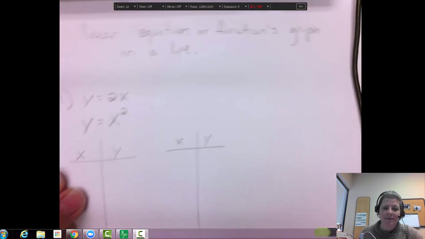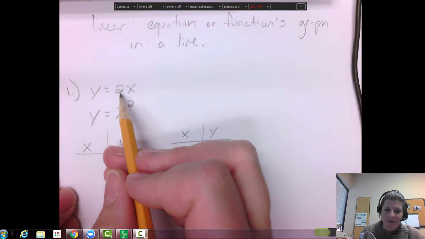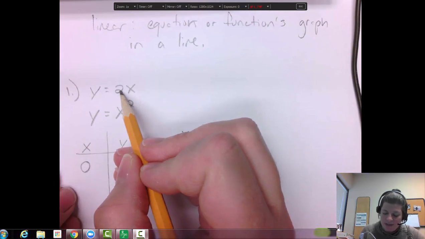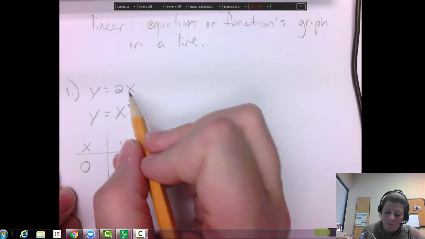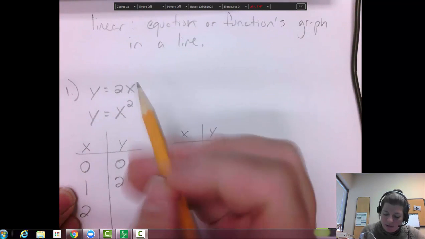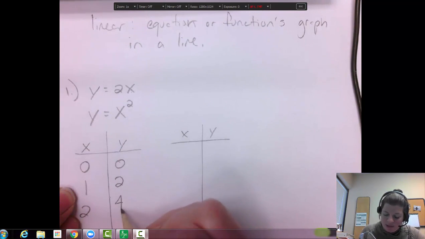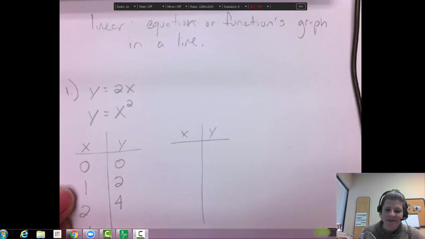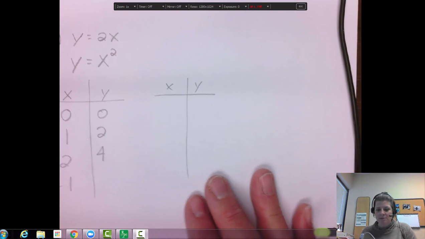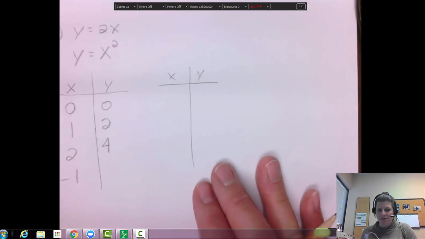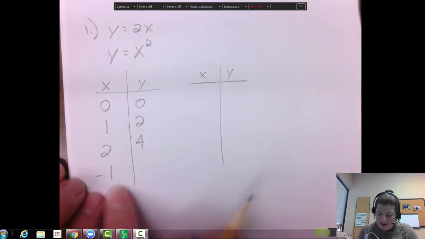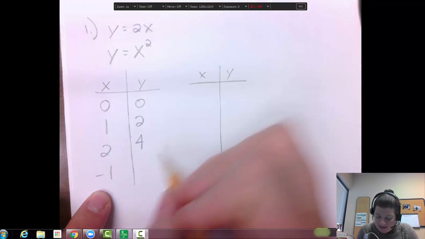So here we are. We have those two, right? And I'm going to do this one first. Let's put in 0. 0 times 2 is 0. Let's put in 1. 1 times 2 is 2. Let's put in 2. 2 times 2 is 4. Let's put in a negative so we know what it does on that negative side also. So let's put in -1. -1 times 2 is -2.